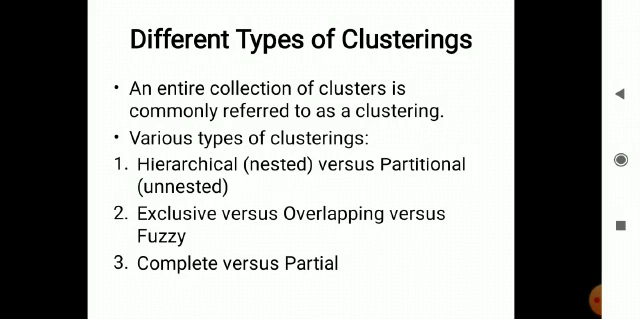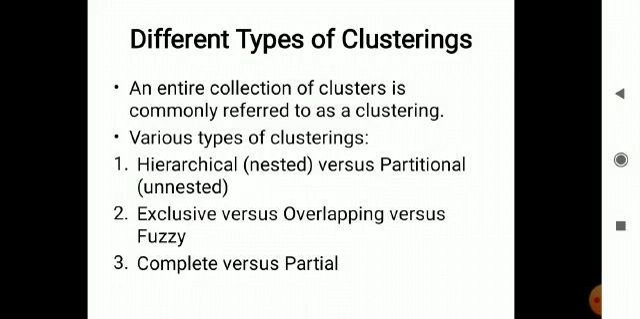Okay, coming to the next type of clustering, that is complete versus partial clustering. What do you mean by complete versus partial clustering? In complete clustering, it assigns every object to a cluster. What do you mean by assigning every object to a cluster? That means if I have 20 data objects and two clusters, these 20 data objects must be placed in the clusters. That means 10 can be present in one cluster and the remaining 10 in the other cluster, or 5 in one cluster and 15 in the other cluster. In whatever manner we divide, all these data objects must belong to the clusters.